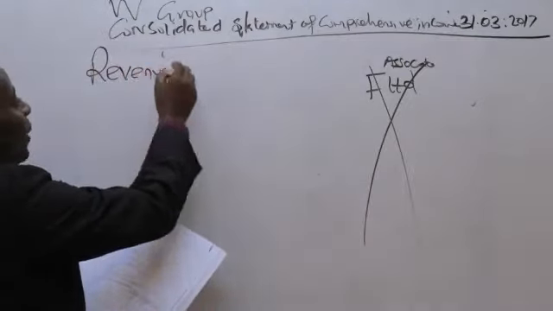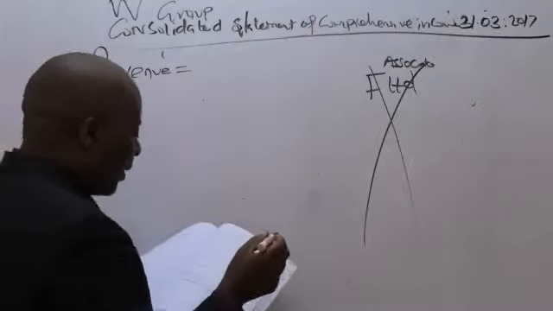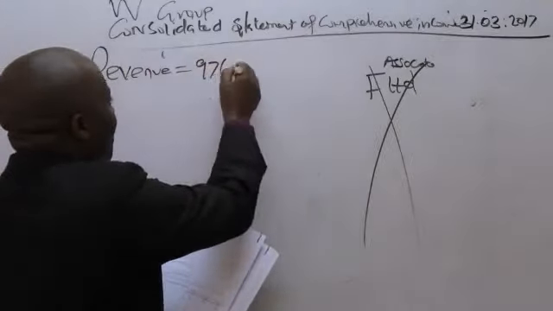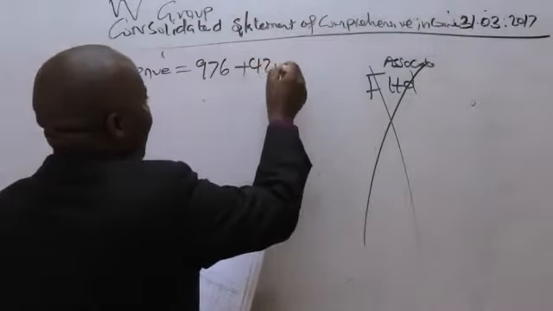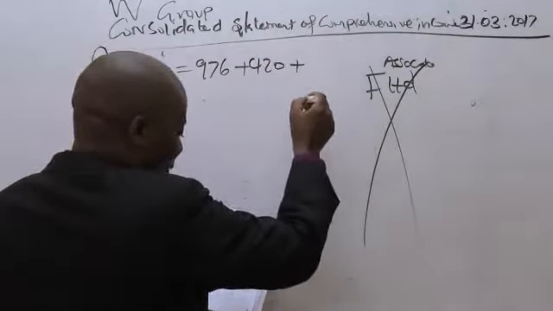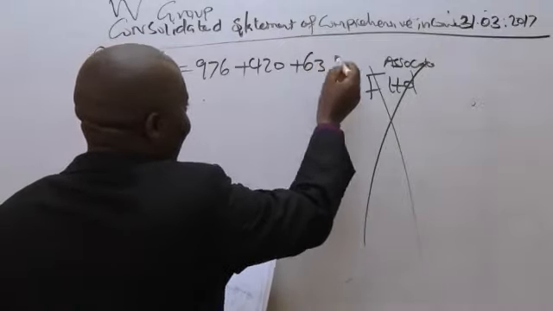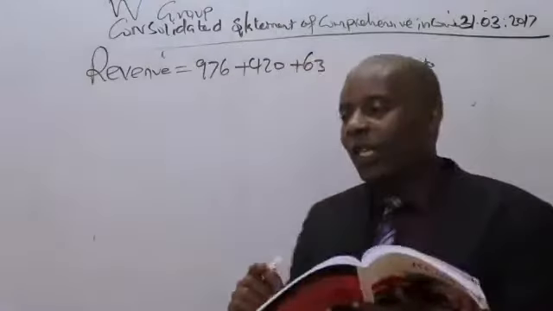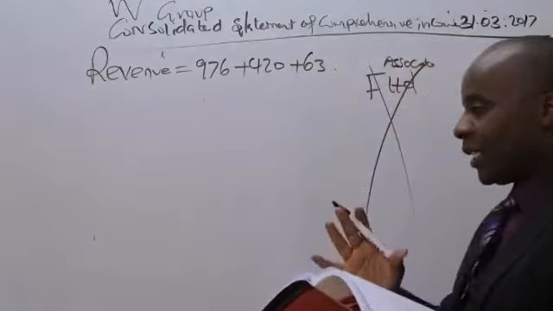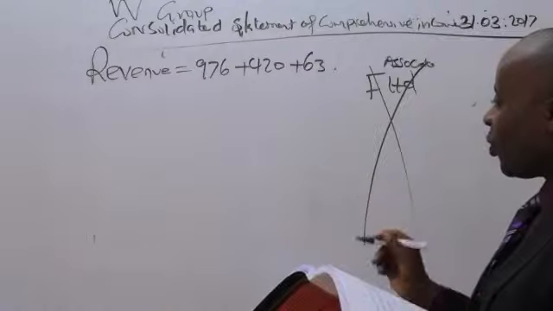The way I've been given their revenue, ladies and gentlemen, the first one is 976 plus 420 plus 63. Consolidation is quite a simple thing; I'm only adding. For the sake of the students that are just joining us, we studied this question quite earlier and we forgot to record.